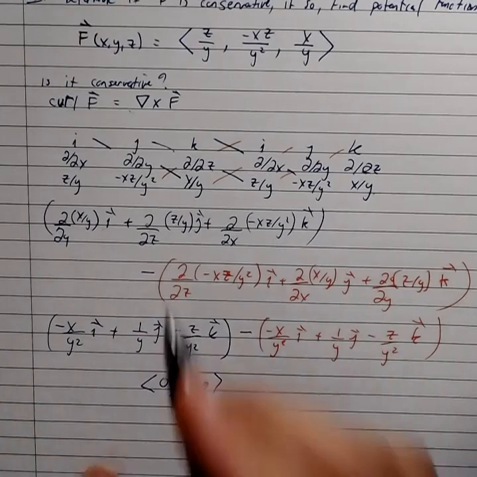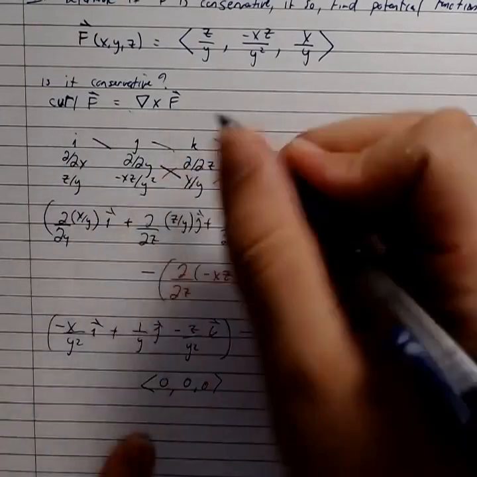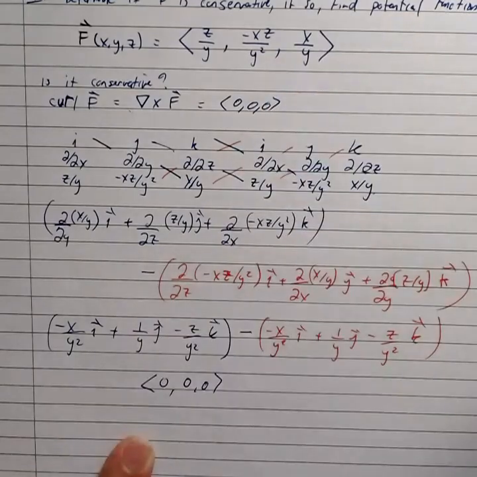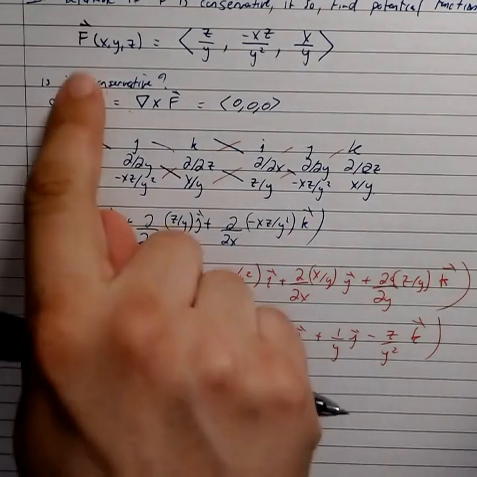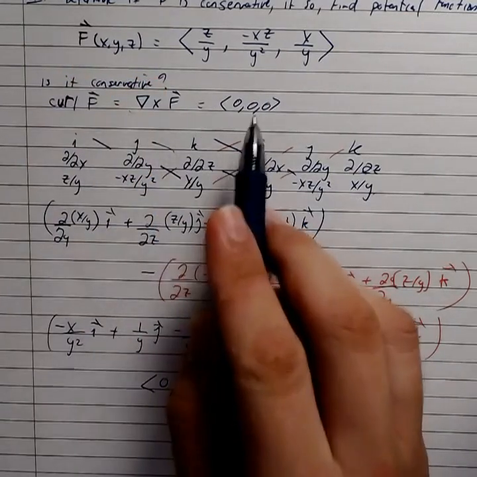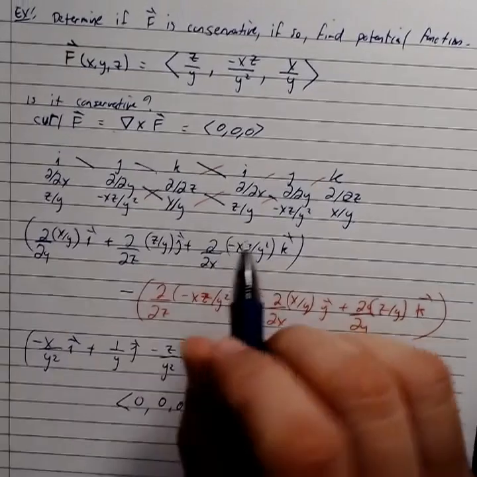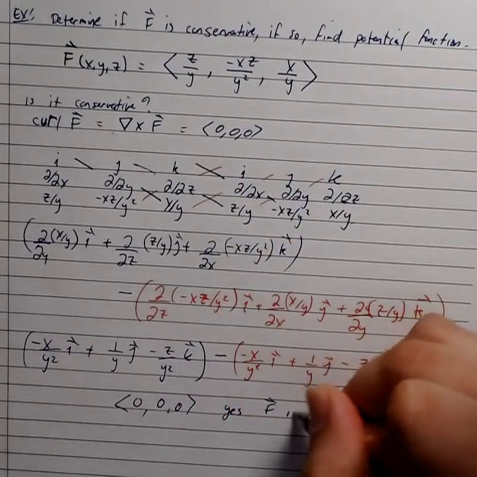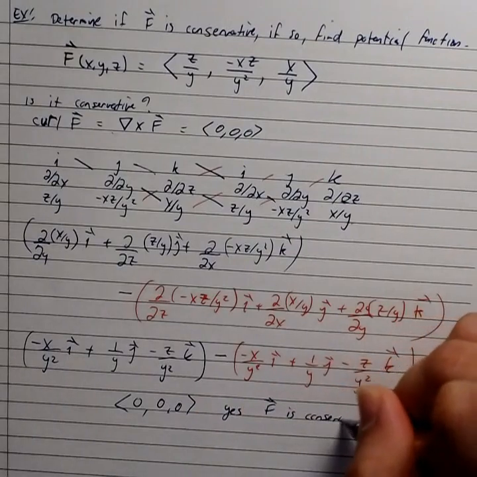So what that means is that when I compute the curl of f, I end up getting the 0 vector. And so yes, it is absolutely conservative. Whenever you have a vector field of 3 variables, if its curl is the 0 vector, it's conservative. If not, well then it's not. So yes, f is conservative.